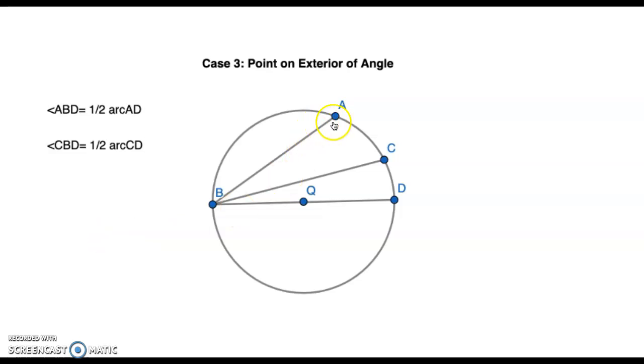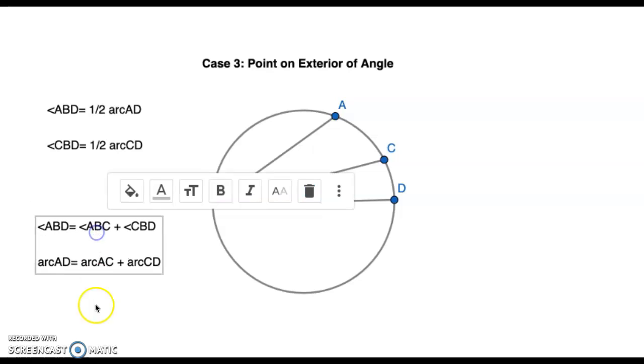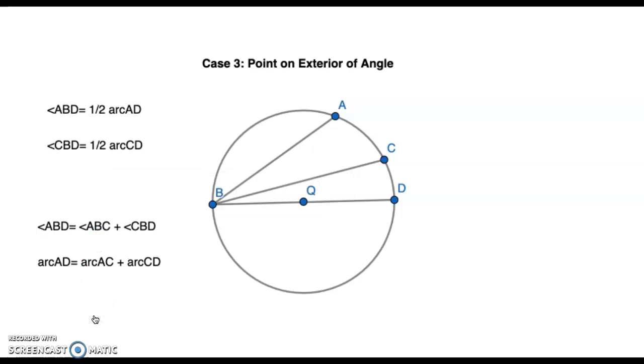And we also see that the angle ABD can be broken down into the sum of angles ABC and CBD. And similarly, we can also say that the arc AD can be broken down into the sum of arc AC and arc CD, which we have here. And again, we are going to want to use substitution.